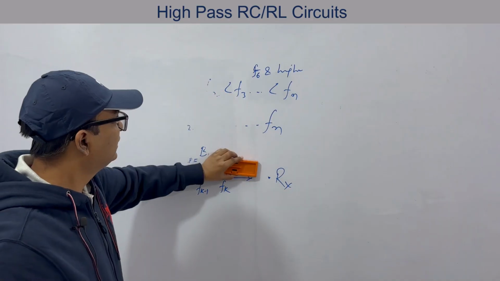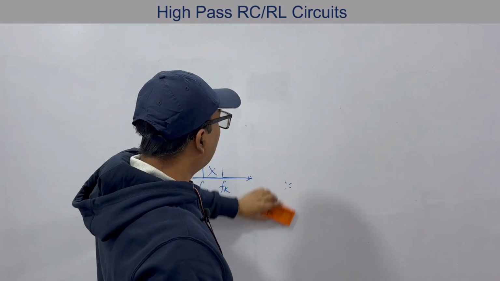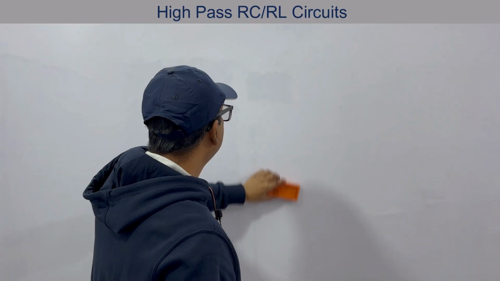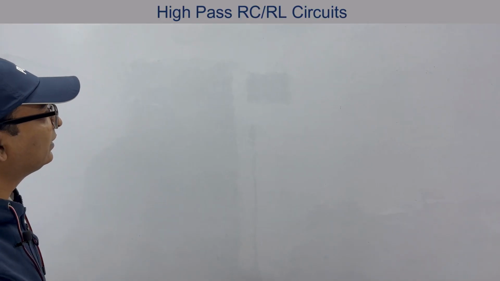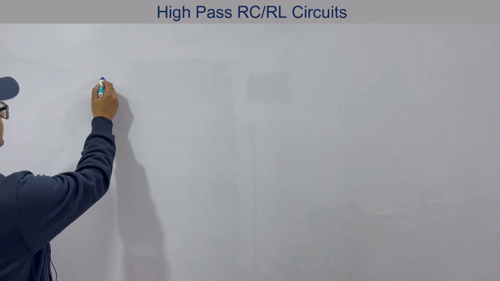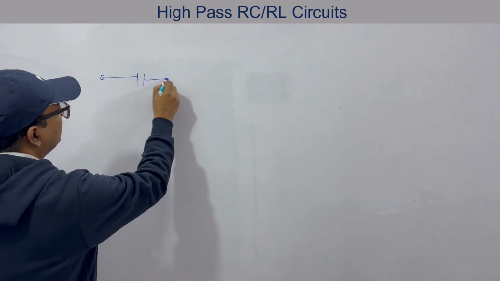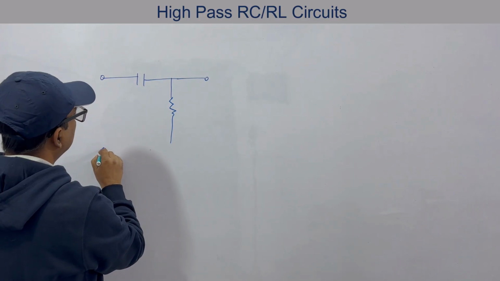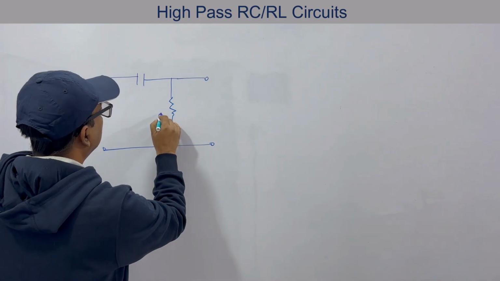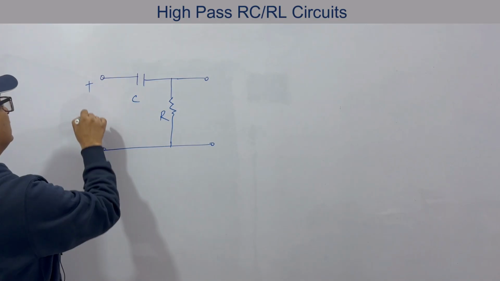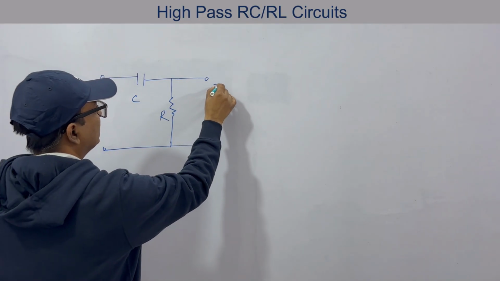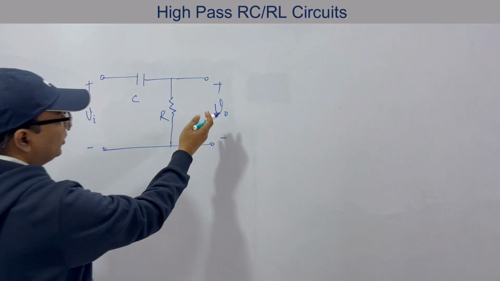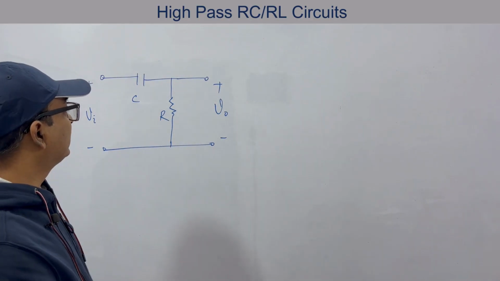Now let's start with high pass filters. First of all, we'll start with high pass filter. We can achieve it by either RC network or RL network. Let's see how. If we have this arrangement, this is R, this is C. Let this be your input voltage and this be your output voltage. That is, output is taken from here.